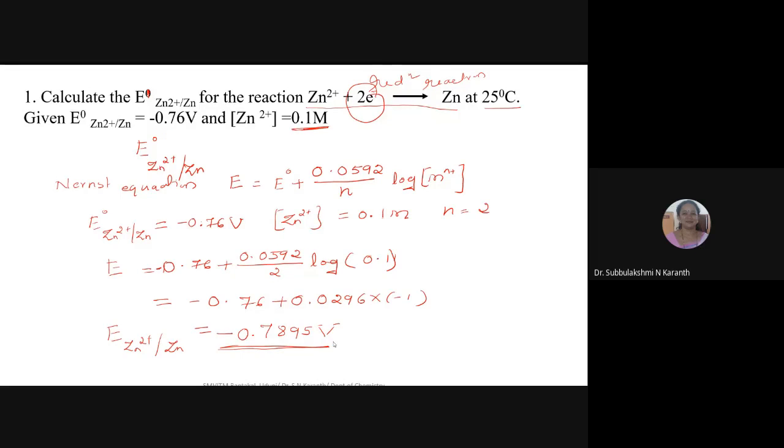The second problem: the standard electrode potential of zinc electrode is minus 0.76 volt. What will be the potential of a 2 M solution at 300 Kelvin? What is the difference you observed between the previous and this one? In the previous problem, they mentioned 25 degrees Celsius, so you can use the standard equation. But here, the temperature is different, that is 300 Kelvin. And the previous concentration was 0.1 mole, here it is 2 molar.